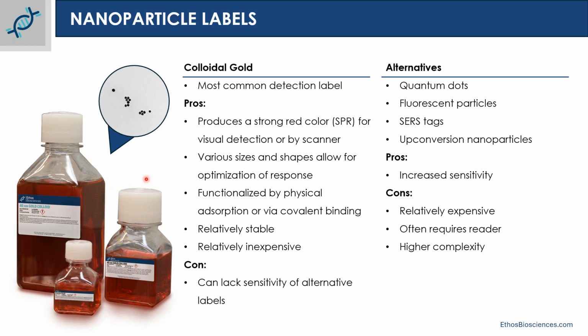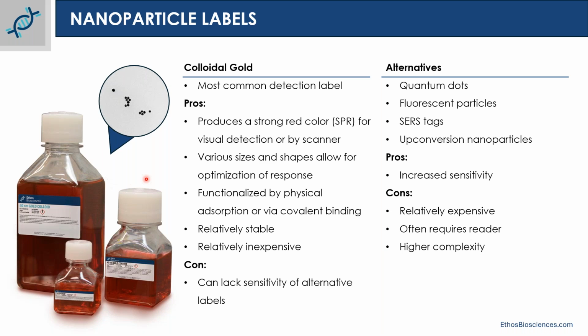In some cases, colloidal gold can lack the sensitivity of some alternative labels. So what are the alternative labels? These may include quantum dots, fluorescent particles, SERS tags, that's surface enhanced Raman spectroscopy, and upconversion nanoparticles, amongst others.